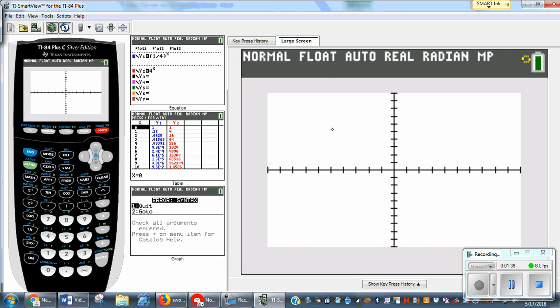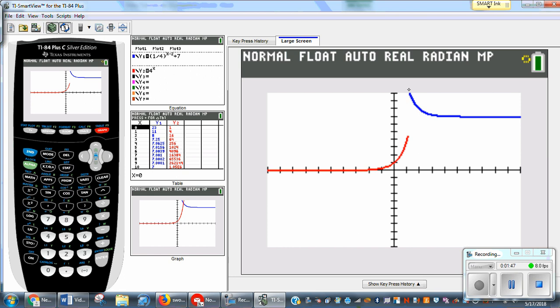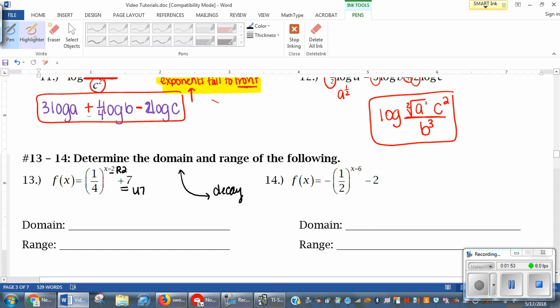So what it does is it shifts it up 7 units. So this right here, this is 7. That's going to be our asymptote equation. It also shifted us right 2. Ignore the red one. Remember, that's 4 to the power of x. So I'm going to draw in my axes here. Okay, so right here, that's +7. And over here, that's 2. So right 2, up 7.